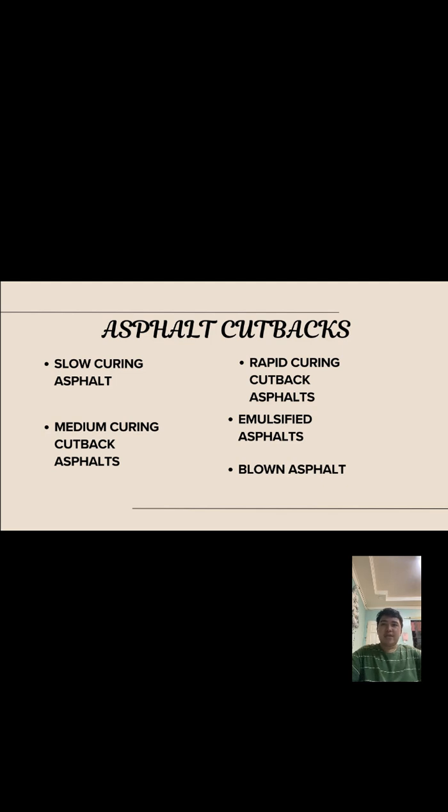Blown asphalt is the final asphalt cutback that we will be discussing. These are created by passing air through semi-solid asphalt residue at high temperatures, making the material stiffer. This process gives the asphalt a firm consistency that can withstand high environmental temperatures.